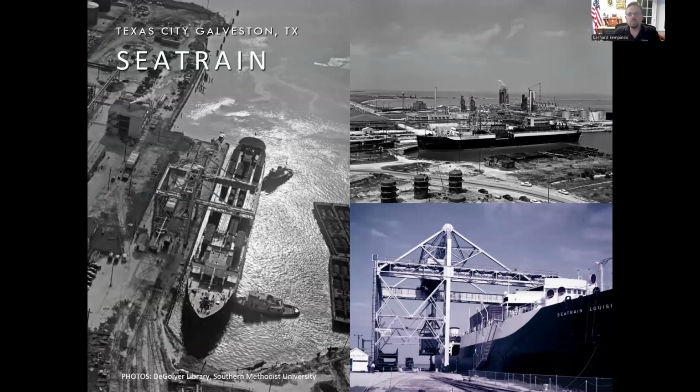This one is kind of interesting. This is the Seatrain, where they actually loaded railroad cars right onto the ship using this unusual elevator arrangement. And initially they would go from Texas to New York, but they also went from Texas and New York to some of the Caribbean ports.